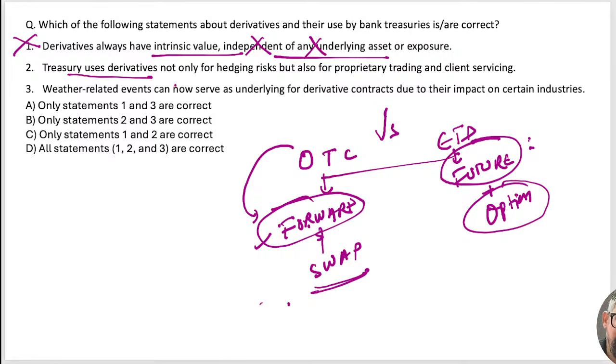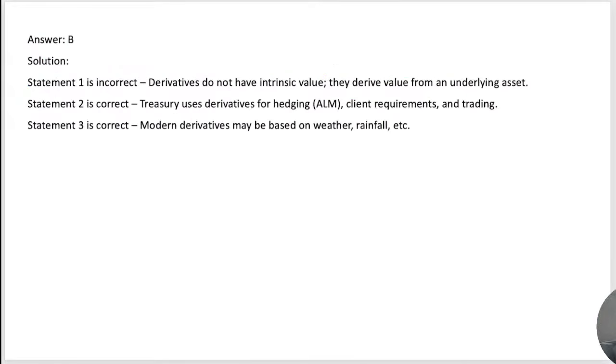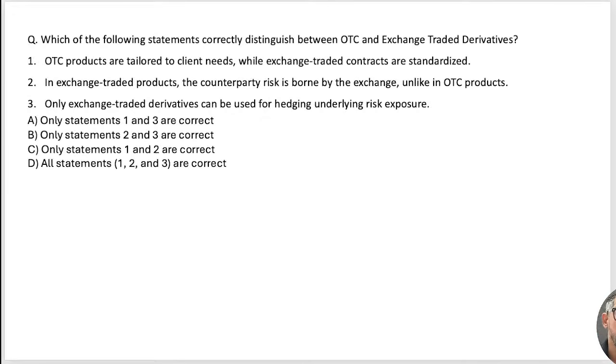Treasury uses derivatives not only for hedging but also for proprietary trading and arbitrage. The third one is weather related events. These are the trending ones. Though in India you will not find these, in some developed markets like US, UK, you will see derivatives related to them. Today monsoon arrives in India, so there are some predictions around that. They are also available. So 2 and 3, option B will be the right answer for this one. Counterparty risk means, like let's say, in case of your forward contract.